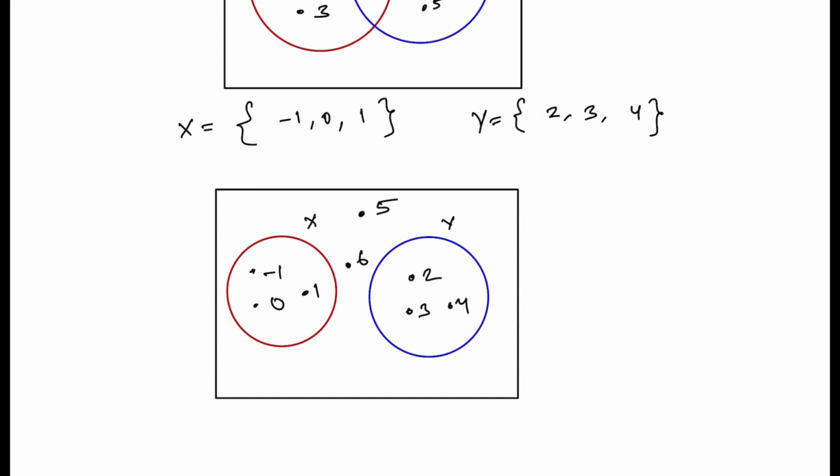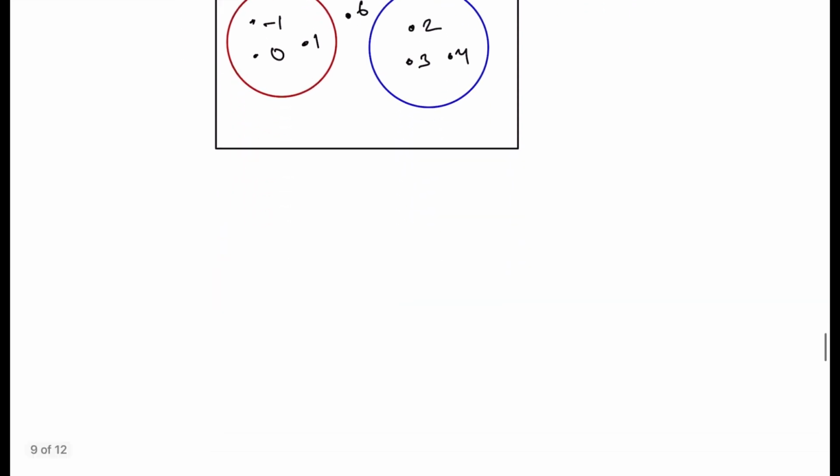Specifically, this is called a disjoint set. These sets are called disjoint sets. Why disjoint sets? Because there are no elements common. Whenever there is no element common, we say that the sets are disjoint sets. Now next we'll move on to another example.